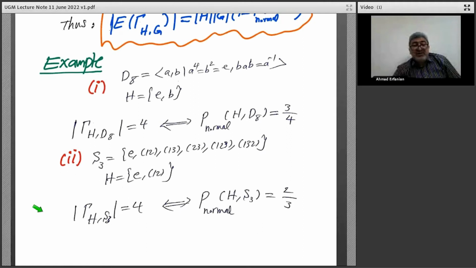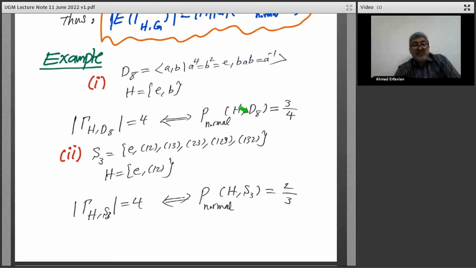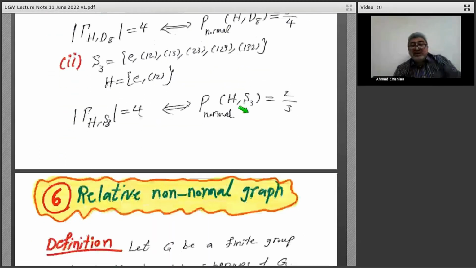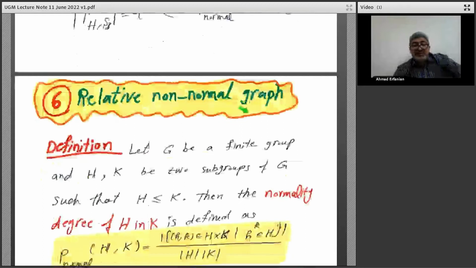For example, for dihedral group of order 8, the number of edges is 4 because the graph was K_{1,4}, and you can see that the normality degree by the above formula is 3/4. And similarly for S3, the graph structure was K_{1,4}, we have 4 edges, and the normality degree is 2/3.